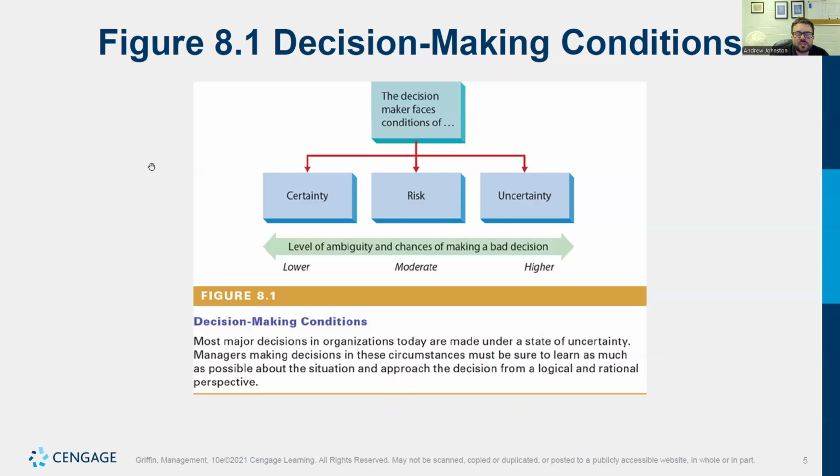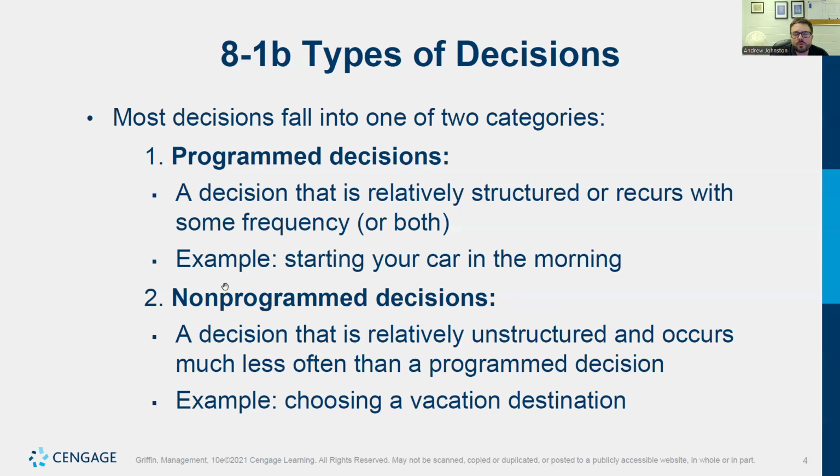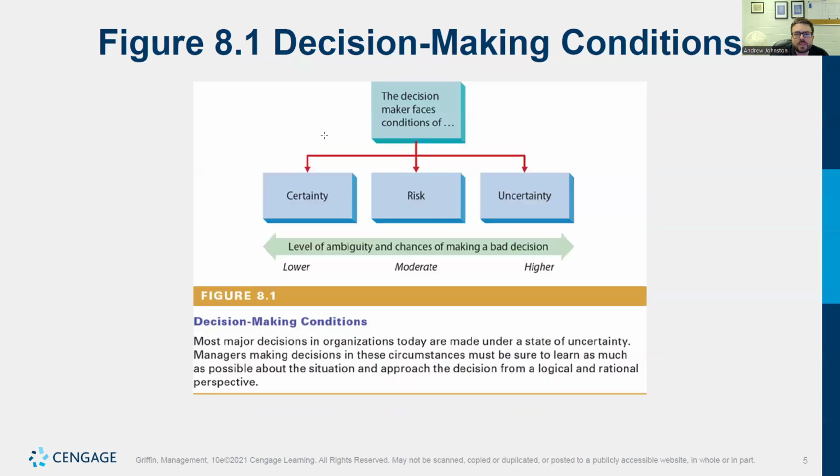Another way to think about decisions, the programmed or non-programmed, but also the conditions that inform the decision-making situation involve certainty, risk, and uncertainty. These three categories come from a book by, I believe, an economist called Frank Knight, who wrote a book called, what was it? Risk, Uncertainty, and Profit. I actually have a copy of the book here, but I can't see it right now. But I think the book was called Risk, Uncertainty, and Profit.